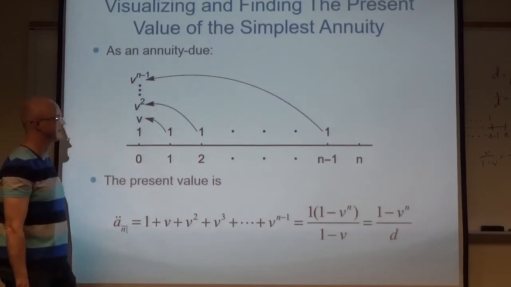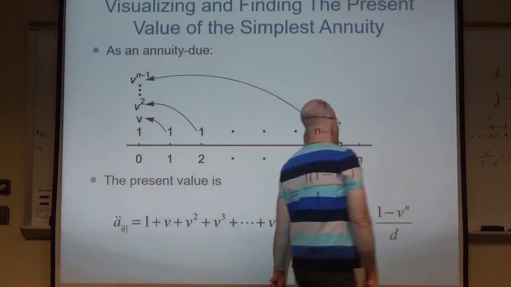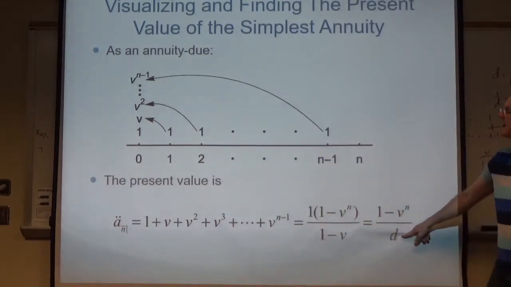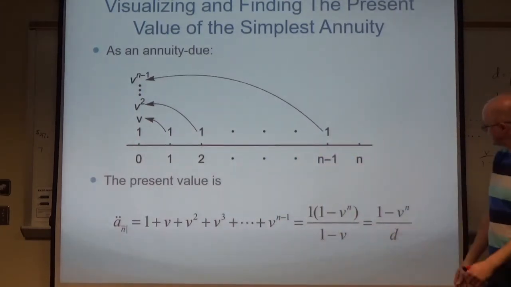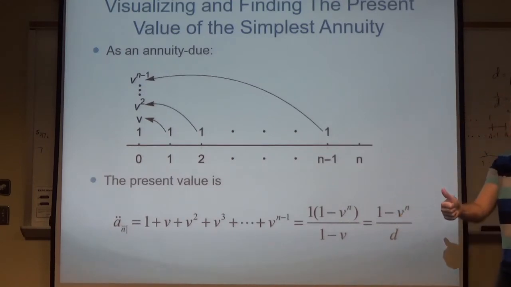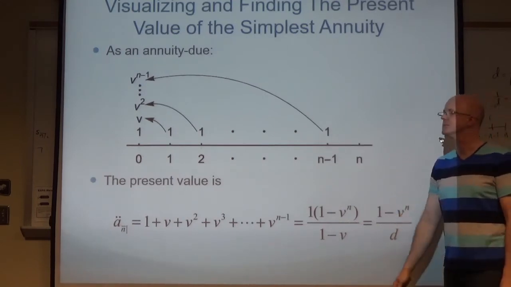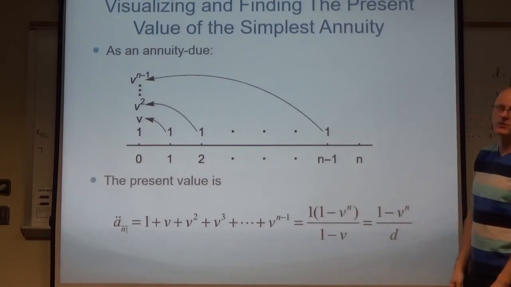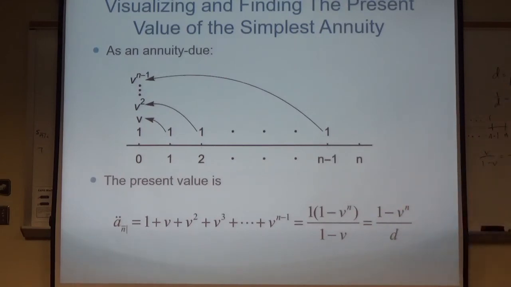It's once again a geometric series. And once again, when you simplify it, you get a D on the bottom. And yeah, annuity due starts with D. Okay, so this is great. These are formulas you are going to want to remember. As you practice problems, you're going to want to remember these formulas without having to look them up.